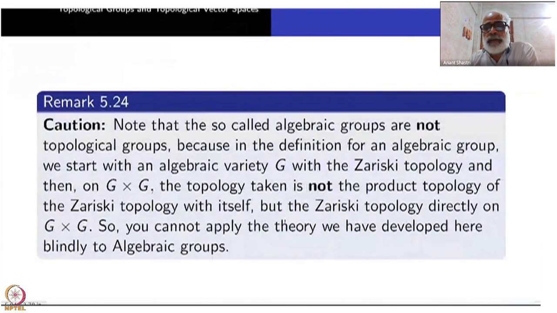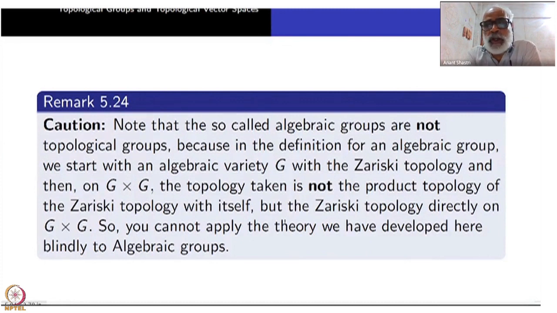There is another aspect in algebraic geometry, what are called algebraic groups. They are not actually topological groups. You have to be careful, because in the definition of an algebraic group, we start with an algebraic variety G with the Zariski topology, namely, closed subsets are those which are given by the vanishing of polynomial functions.